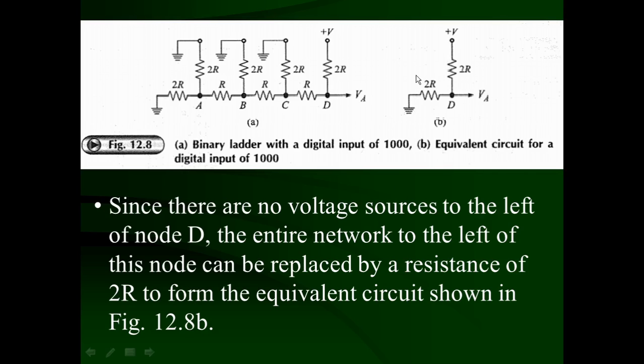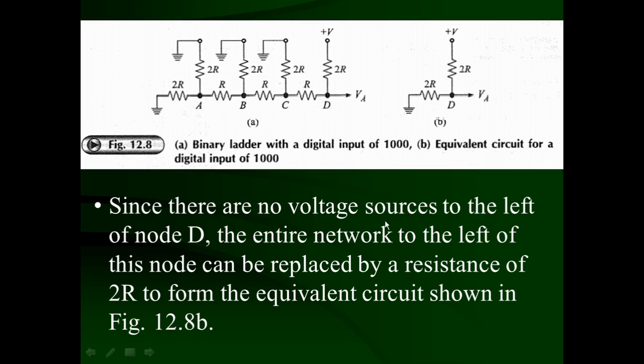Both are the same resistance, and using a voltage divider circuit, you can see that the voltage between D and ground is equal to V divided by the total resistance 2R plus 2R, into the voltage across the resistance, that is 2R. So, V upon 4R into 2R, that means the voltage at the output VA is going to be plus V by 2.